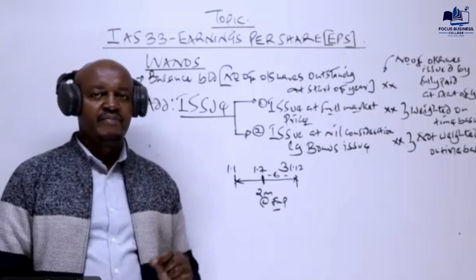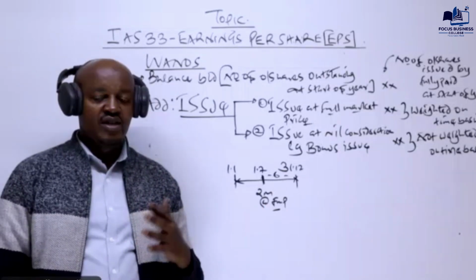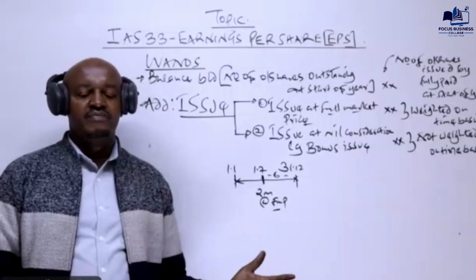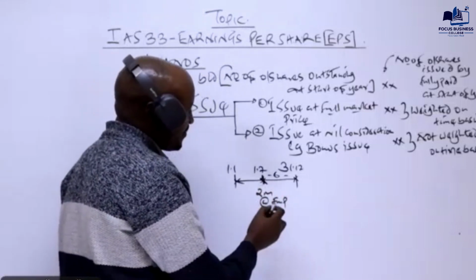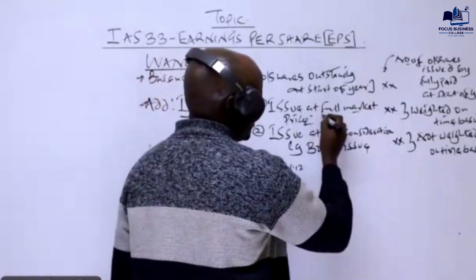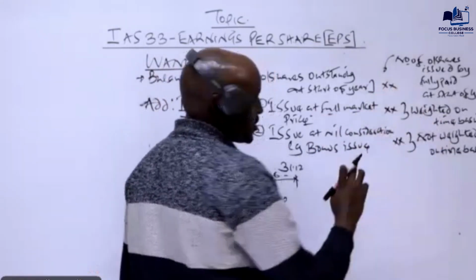So if the shares of the company are trading in the securities exchange market, maybe at a price of 40, that is the market price or the full market price. So we are saying those particular shares which were issued in the course of the current year at full market price, when adding them to the shares issued and fully paid, we should weigh them on time basis.